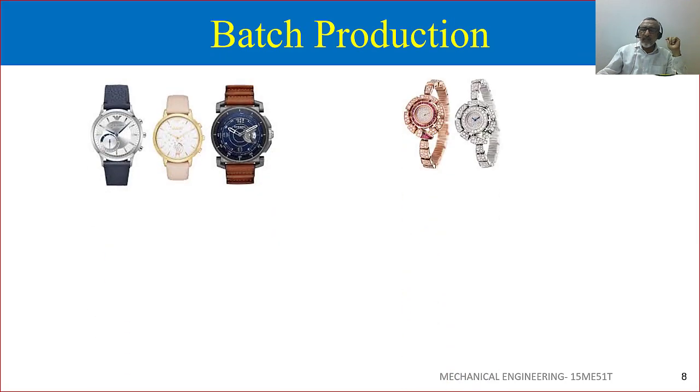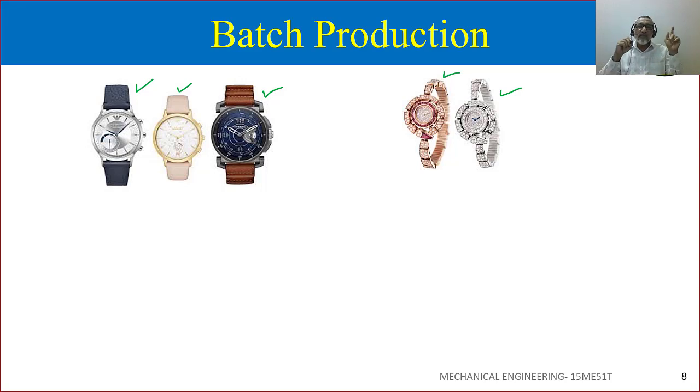You may be seeing the companies produce the watches. This is one type of watch. This is another type the same company produces. This is another type of watch. And even the same company produces the ladies' watches. So these are the different products produced by the same company.